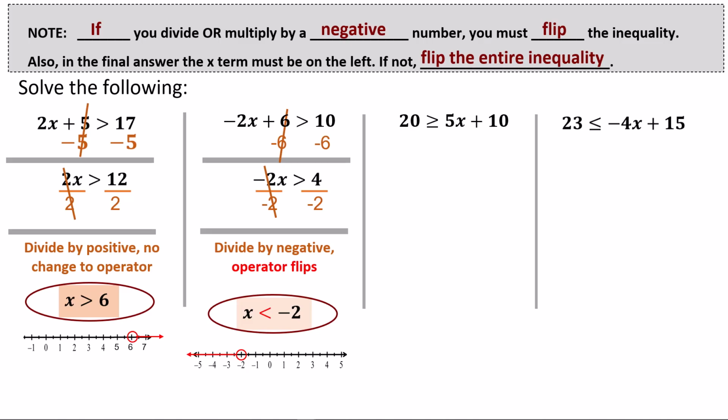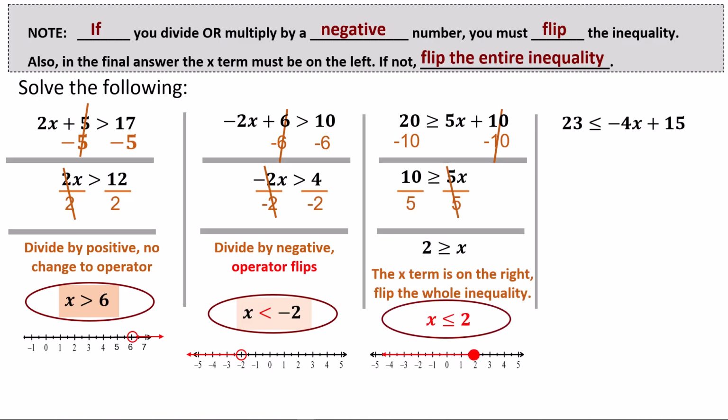20 greater than or equal to 5x plus 10. First, subtract 10 from both sides, leaving 10 greater than or equal to 5x. Divide both sides by 5. 2 greater than or equal to x. We do not flip the operator, but since x is on the right, we must flip the entire inequality. x less than or equal to 2. Closed circle on the 2, arrow going to the left.